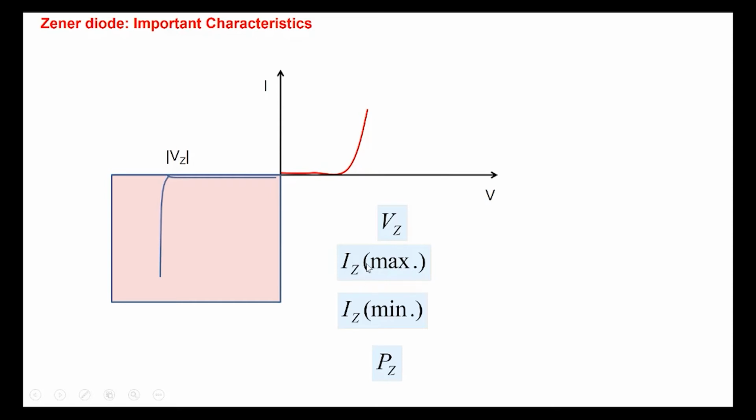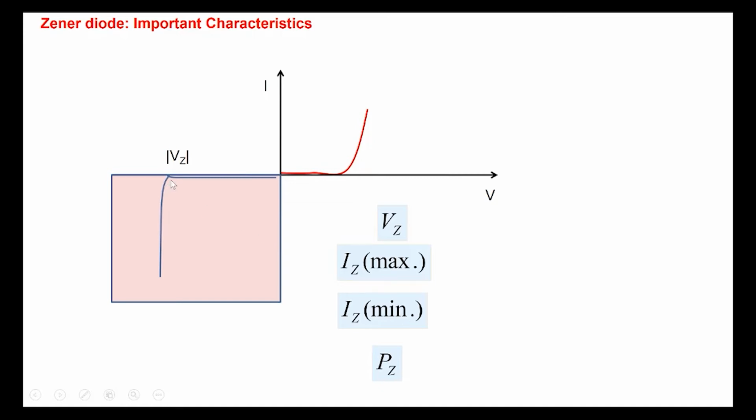Maximum Zener current: every semiconductor device, every resistor, every diode, every transistor has a maximum current rating, and if you exceed that, then the device may get damaged or not behave in the expected manner. Similarly, there's a power limit also. If you exceed the power limit, the device may get damaged again. And in the case of a Zener diode, there is an IZ minimum also.